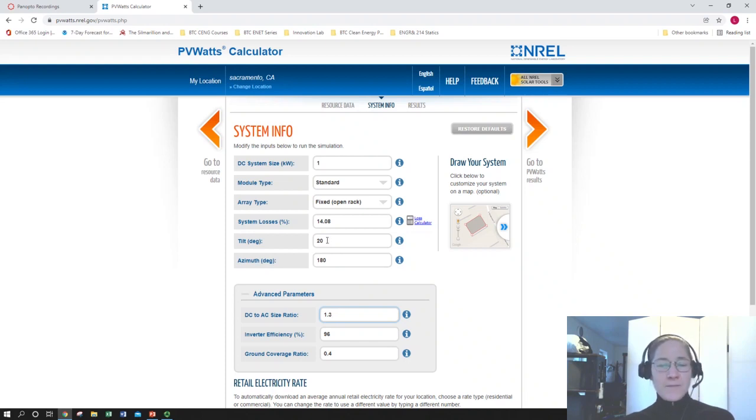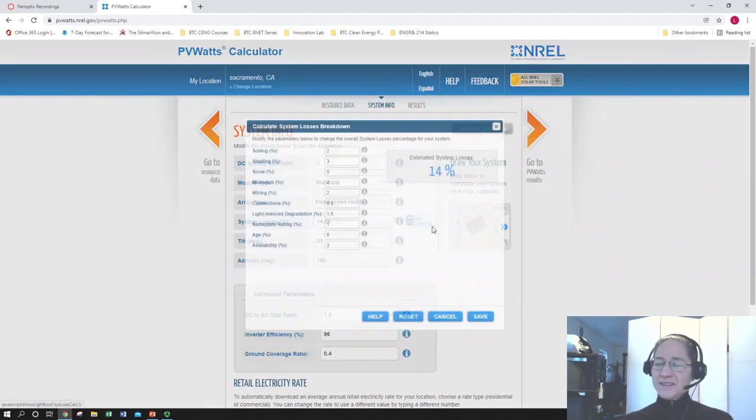Okay, we're gonna assume that we're pointing due south, which tends to give you the best generation year round in the northern hemisphere. So azimuth, we're gonna leave that alone, and we're gonna leave the tilt at 20 degrees. See what we get. Now we get the depressing system loss input.